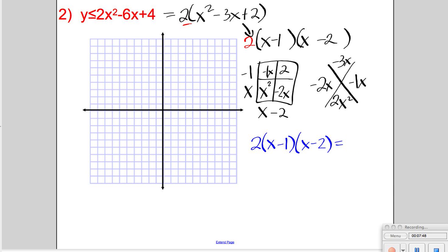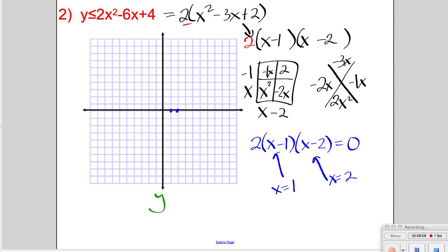This parabola is 0 when x is 2 and when x is 1. So I have 2 zeros at x is 1 and x is 2. They're real close together. Those are my first 2 points.